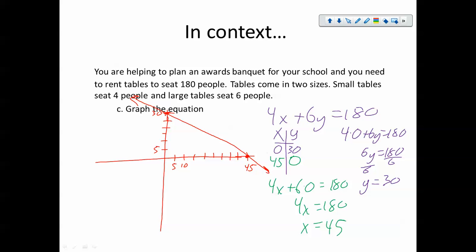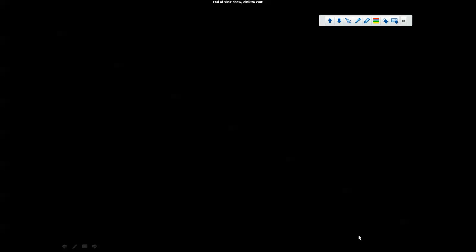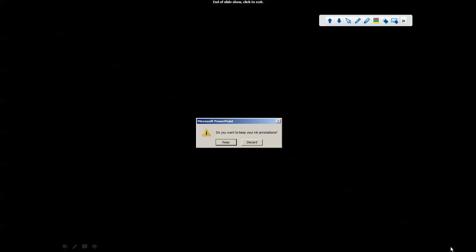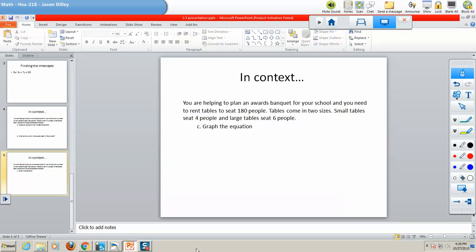And every point in between here is a possible combination of number of 4-seaters and 6-seaters that we need to do. But you know what? We'll talk about that on another day. That's all I've got for you today. Got some problems for you to do before you head to your assignment. So, go ahead and get started.